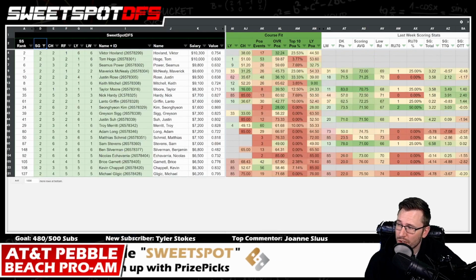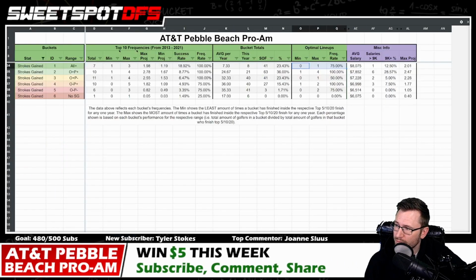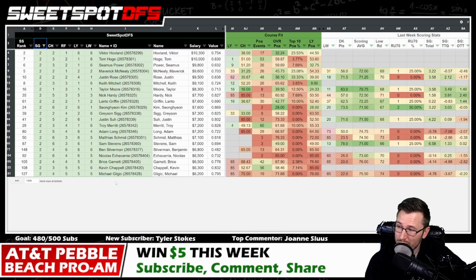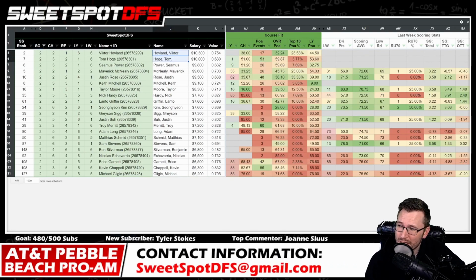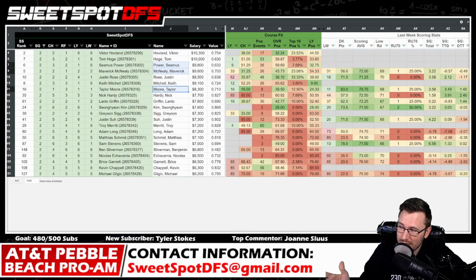Strokes gained 2. We're looking at somewhere between 1 to 3, 100% frequency rate, 100% frequency rate in the optimal lineups. So definitely grabbing a golfer from here seems to be the way to go. 1 to 3 is what we're looking for. Hovland and Hoagie, yeah, I could probably skip those guys pretty easy, because we've already been talking about Fitzpatrick and Spieth a ton, which makes me more excited about people like Power, potentially McNeely, Taylor Moore. If we don't go Spieth, Moore seems even more in play.